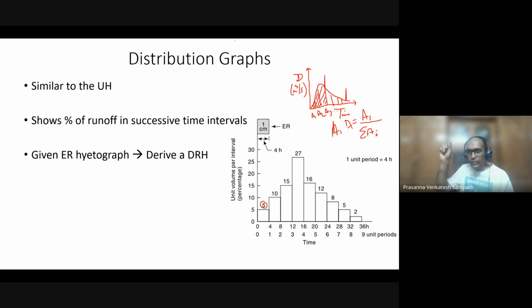D2 will be A2 divided by sigma Ai. Or in general, you can say Di, distribution graph, for the ith time interval, is Ai, which is the area under the unit hydrograph or the direct runoff hydrograph for that particular time interval, divided by the total area under the curve. Okay, so that is what the distribution graph gives us. So if I give you the effective rainfall hyetograph, I can derive a direct runoff hydrograph using the distribution graph. Okay, so it is merely giving us the distribution of runoff over a certain period of time.